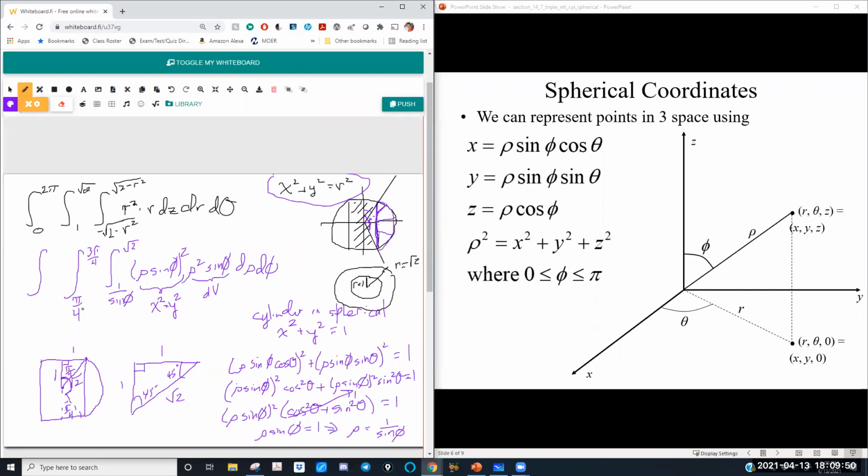Questions about the limits on phi? For this one, because of the symmetry, on a lot of these, theta is actually one of our easiest ones. Theta is going to go from 0 to 2 pi because we're going all the way around.